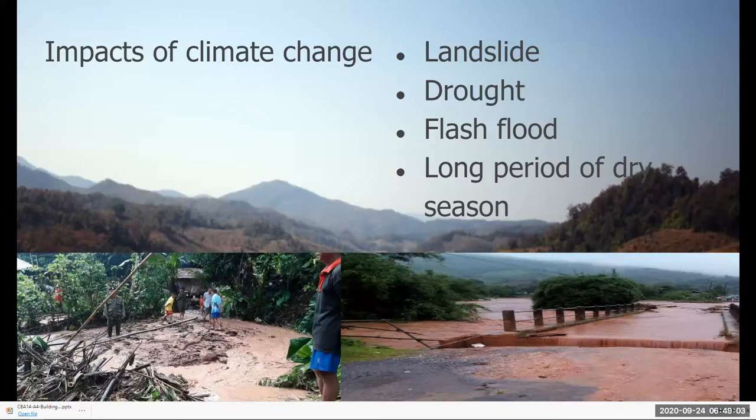So with the land use that we applied in the past, it stimulated the impact of climate change, especially when we got landslides in the area, very serious drought, flash floods, and a long period of dry season. We got severe impact from this climate evidence.